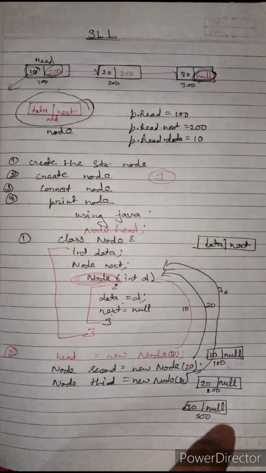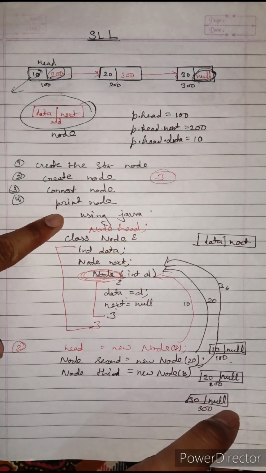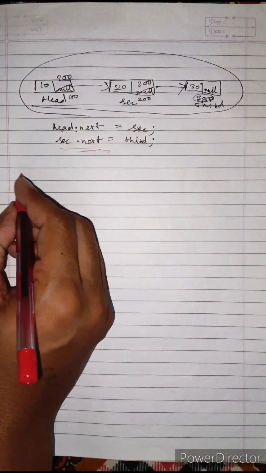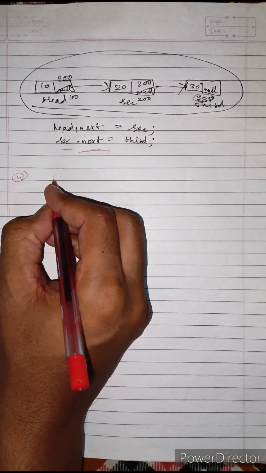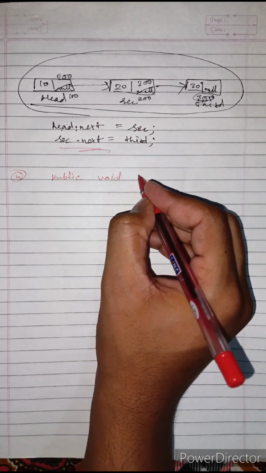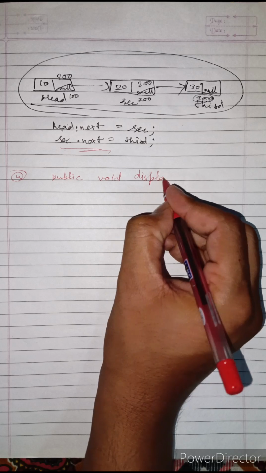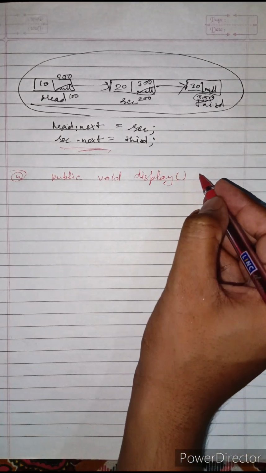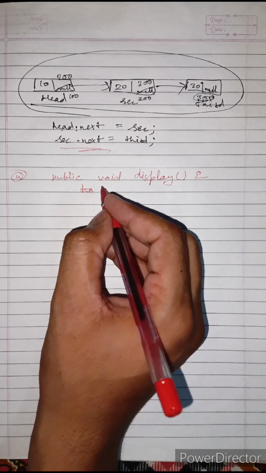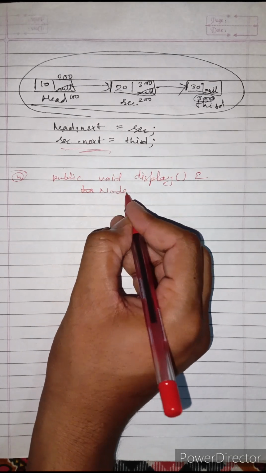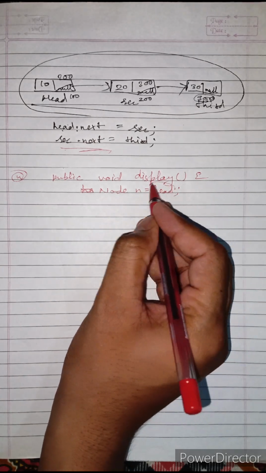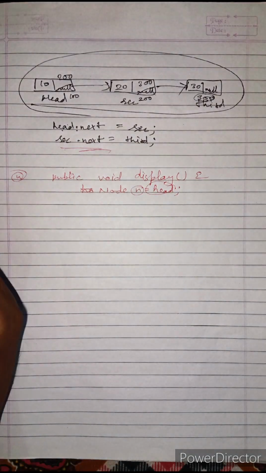And what was the fourth step? Print node. So how are we going to print the nodes? We have to create one method, a display method, public void display. Okay, we are going to print these 3 nodes. How are we going to print? Firstly we have to declare Node n is equal to head. So we are going to store the head inside n as a temporary.